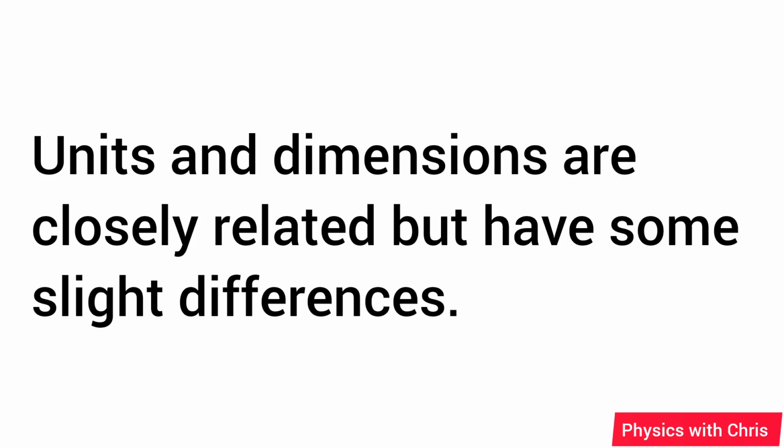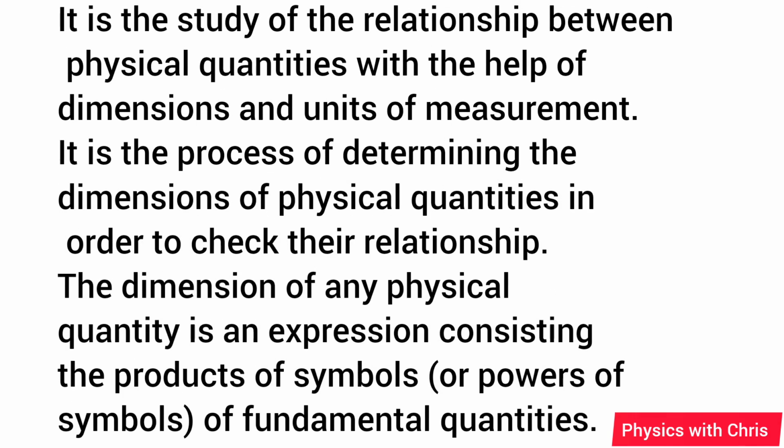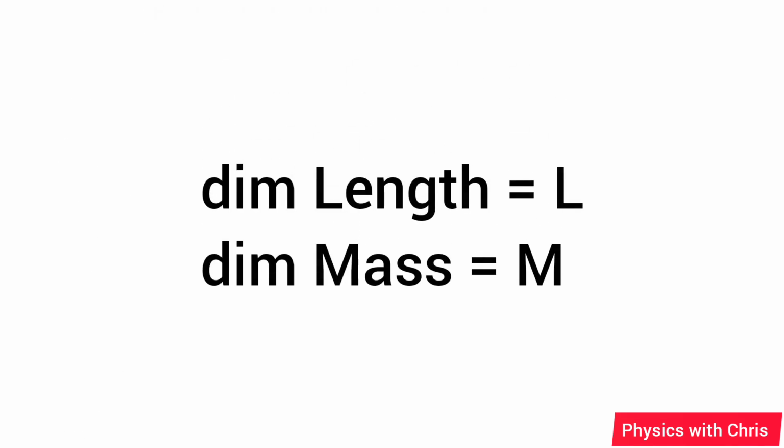Now, dimensional analysis is also the process of determining the dimensions of physical quantities in order to check their relationship. The dimension of any physical quantity is an expression that consists of the product of symbols, or in brackets, or powers of symbols of the fundamental quantities. For example, the measurement of length has a dimension L. We use the symbol capital L to denote the measurement of length. And for mass, we use capital letter M to denote the dimension of mass.